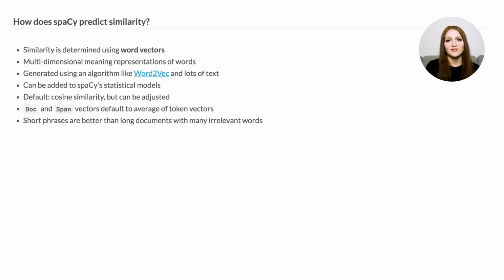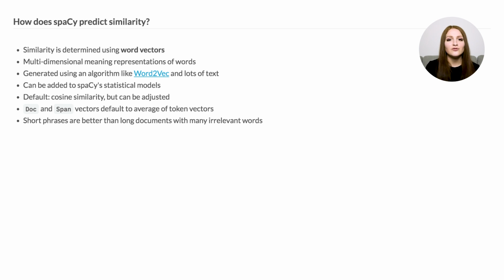But how does spaCy do this under the hood? Similarity is determined using word vectors, multi-dimensional representations of meanings of words. You might have heard of word2vec, which is an algorithm that's often used to train word vectors from raw text. Vectors can be added to spaCy's statistical models. By default, the similarity returned by spaCy is the cosine similarity between two vectors, but this can be adjusted if necessary. Vectors for objects consisting of several tokens, like the doc and span, default to the average of their token vectors.